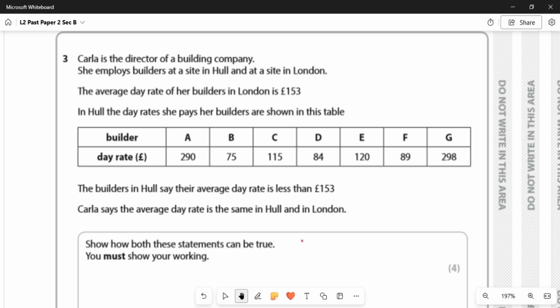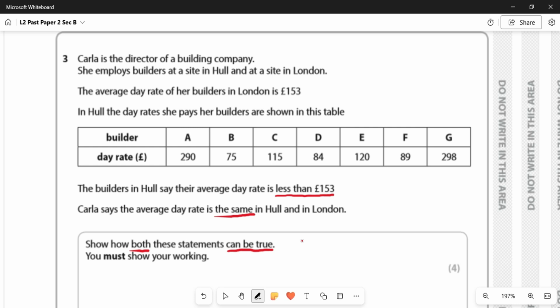The builders in Hull say the average day rate is less than £153. Carla says the average day rate is the same in Hull and in London. Show how both these statements can be true. You must show your work, 4 marks for this question. So, yeah, it's a bit of a strange question, but hopefully you've noticed.